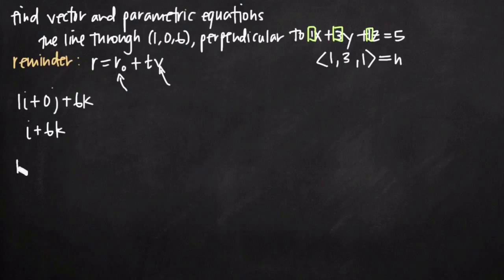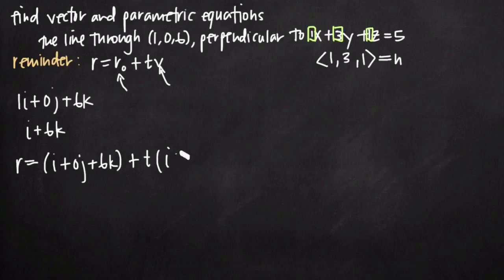So here's what I can do. I can say r is equal to, I'm going to plug in this 1i plus 0j plus 6k for r sub 0. Remember, my t value is going to stay as a parameter, and in for v, I'm going to plug my normal vector here, which is going to be i plus 3j plus k, like this.